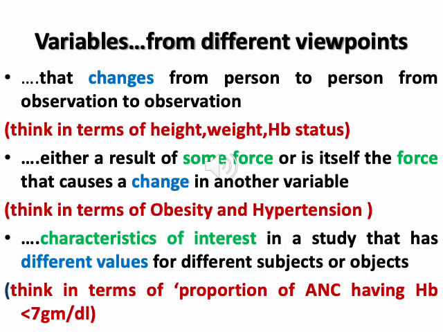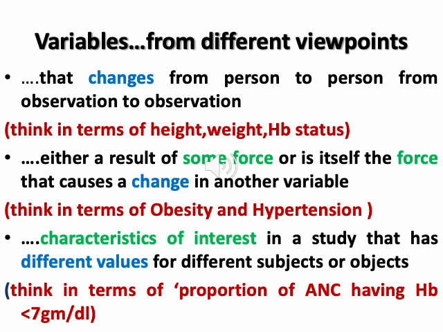Seems confusing? Okay, let's view the phenomena from another perspective. A variable is something which changes. The fundamental keyword is change. It changes from person to person, from observation to observation. You may think in terms of height. It changes from person to person. You may think in terms of hemoglobin status. It changes from person to person.